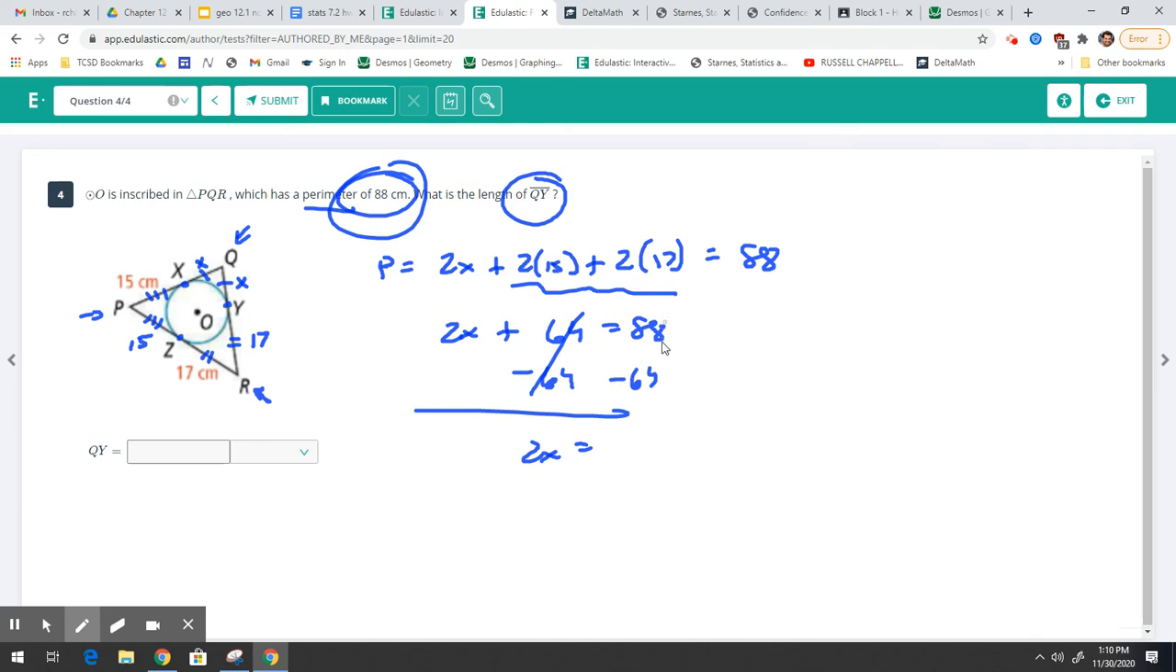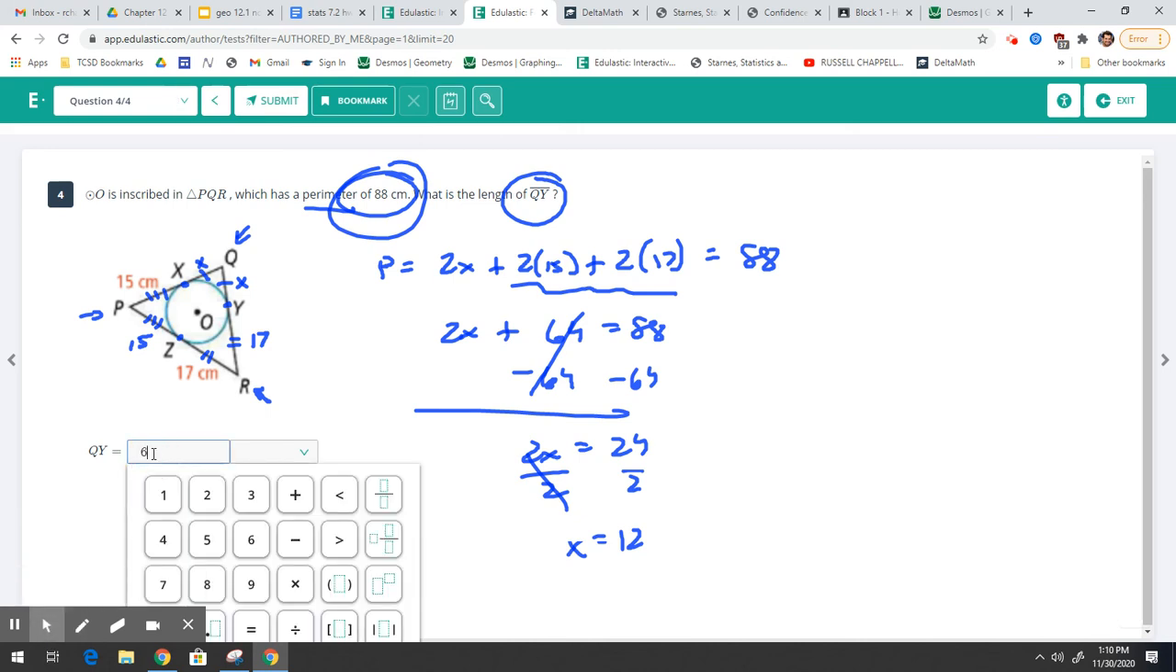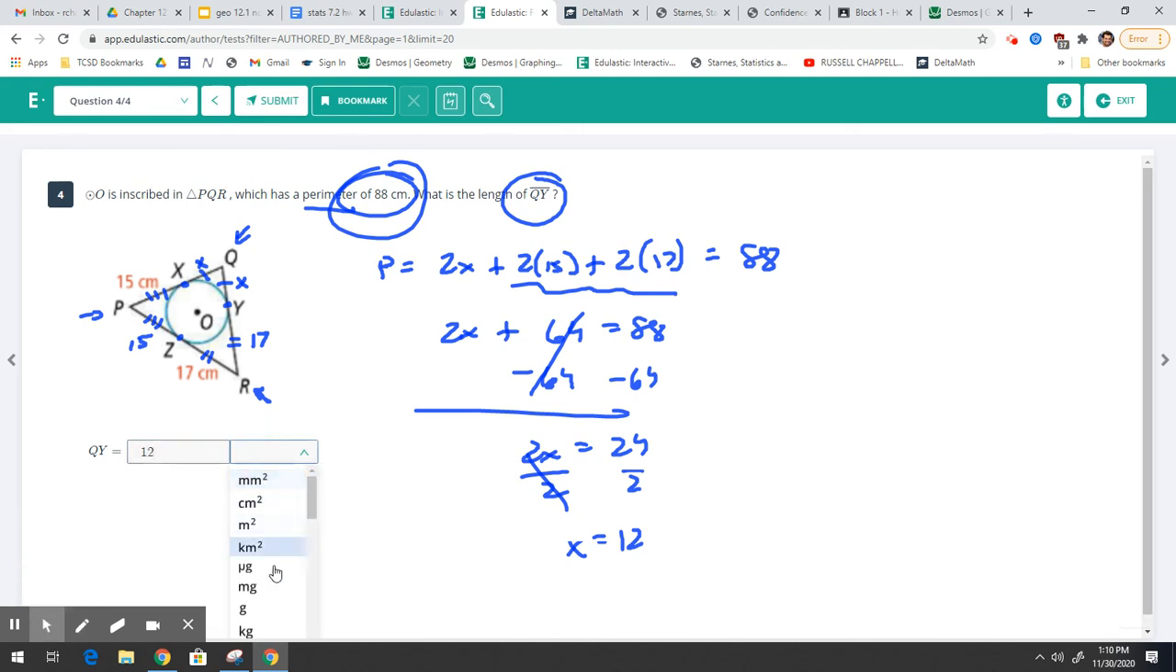2x equals, the 64 cancels, this is 24, and then divide by 2, and x is 12. And that is the length of QY. QY is 12, it is in centimeters, so we will add that: 12 centimeters.